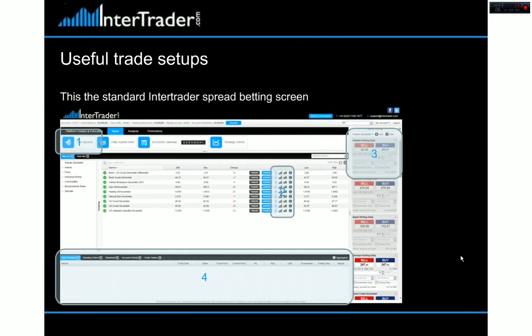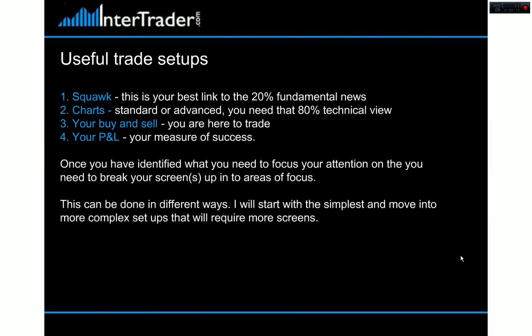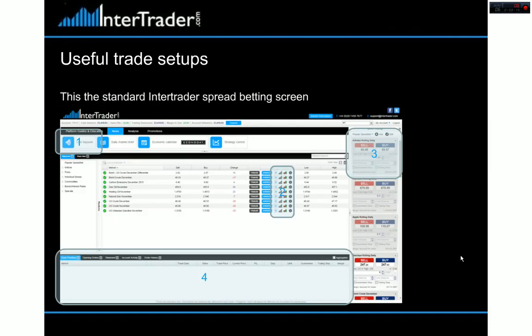So when you look at your trading platform, the standard Intertrader spread betting screen gives you bits of information that you should really look at. Now, number one is the live squawk. Oh, sorry, skip past that. The live squawk gives you all the fundamental information you won't get from your screens. Screens show you charts, show you technicals. They don't show you what's happening.